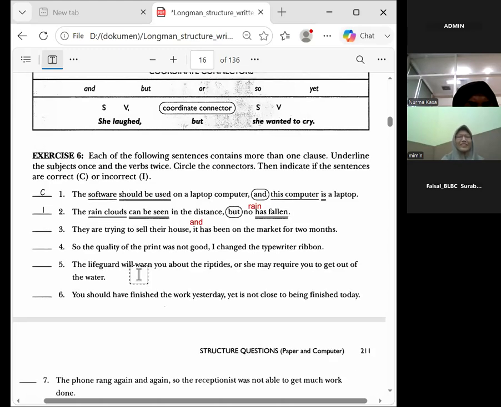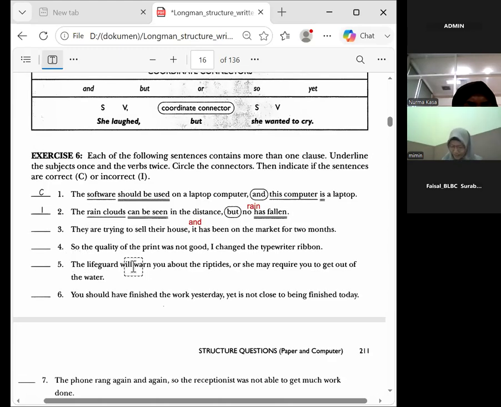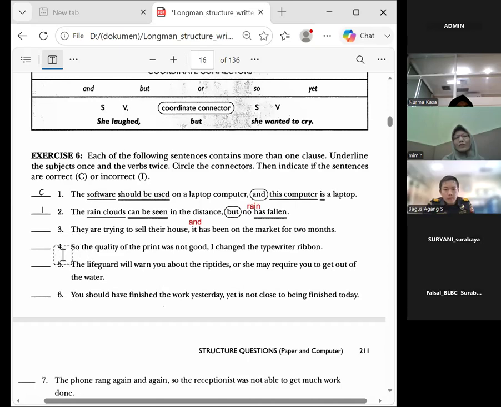Okay. The answer is okay. Anyone else? Kak Faisal, can you please say a name to help you? Number 4 is the answer incorrect, right? Yes, it is incorrect. But we don't have to change the so into but. Actually, so is the connector. So how do we fix the sentence?